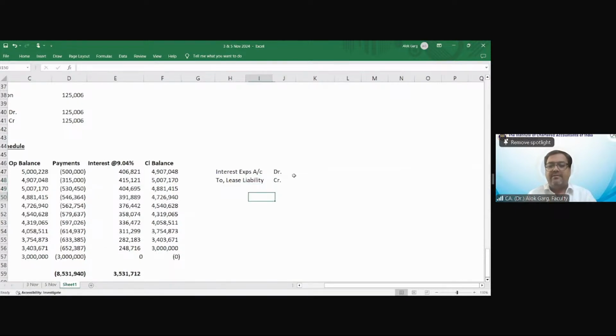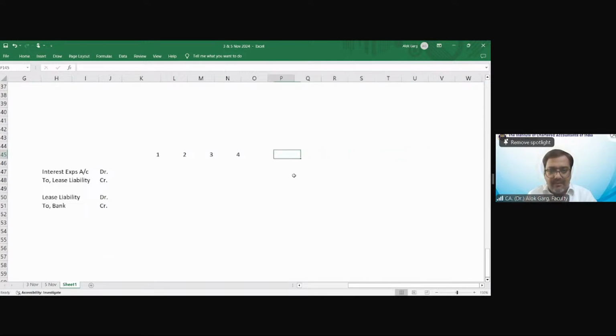Credit, right? Lease liability debit to bank. Right. What is the accounting entry every year? Sir, we have to consider the dates of these entries, the sequence, because the payment is being made in the beginning. Yes. So these are the accounting entries. You're right, you have to maintain the sequence of these entries, right?